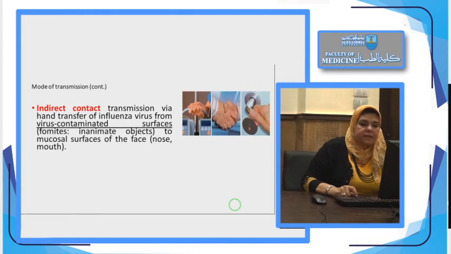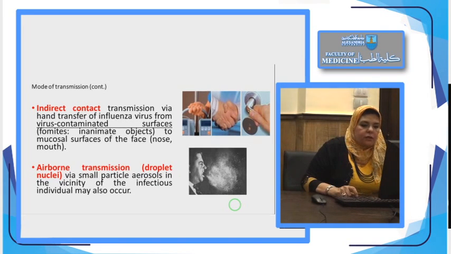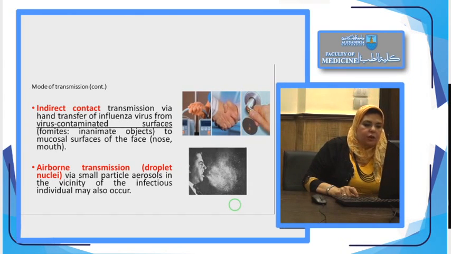Also, influenza could be transmitted by indirect contact transmission via the hand transfer of influenza virus from virus contaminated surfaces. These are the fomites or inanimate objects which could be contaminated, and the virus is transmitted to the mucosal surface of the face through the nose or the mouth. Also, we have another mode of transmission, which is airborne transmission through the droplet nuclei via the small particles. Aerosol in the vicinity of an infectious individual may also occur.